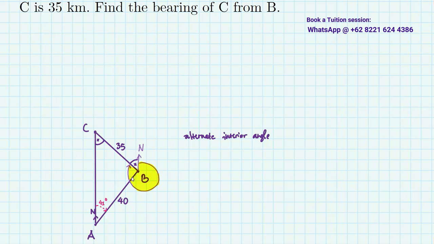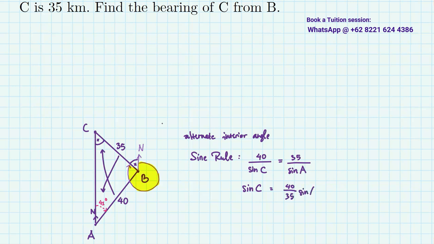Okay, let's start by trying to find this angle X. We can use sine rule. Let me just write it down. It's going to be the side length AB, which is 40, over sine of the opposite angle to that side length, which is angle C. It's equal to the ratio between the side length BC, 35, over the sine of the angle opposite to that side length, angle A, right? And then we can use cross multiplication and rearrange. We're going to have sine C equals 40 over 35 sine A.